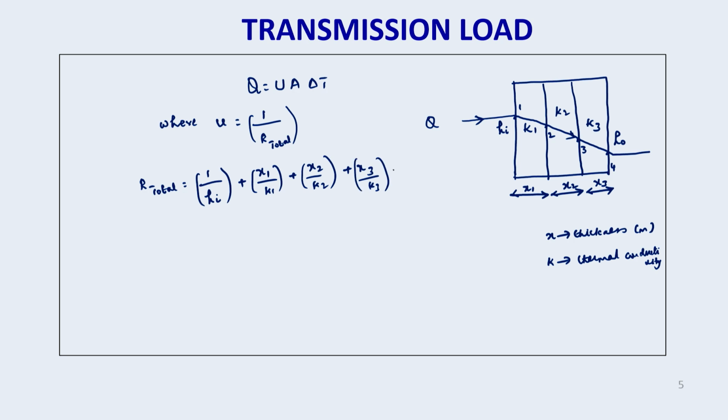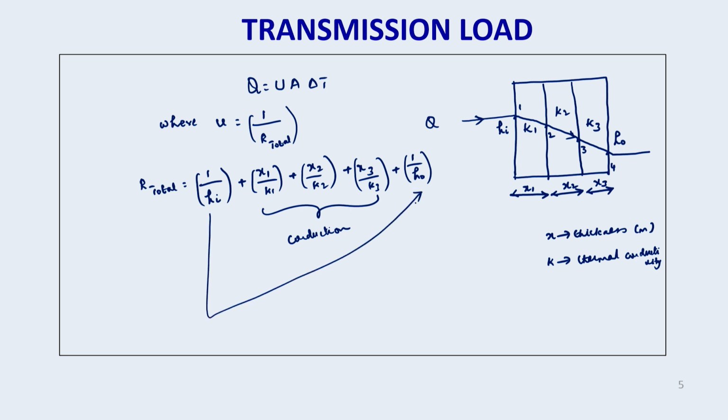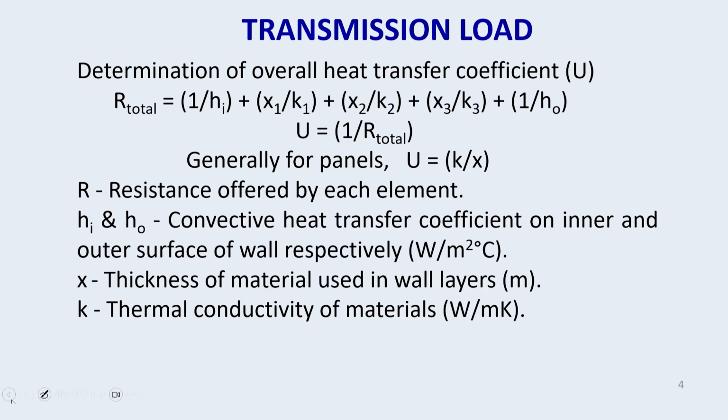Then the heat transfer coefficient on the outer surface, that is 1 by H naught. So these 3 terms are due to conduction, and this one is convection heat transfer. So that is what I have explained here. So U equals 1 by R total, which is this one.